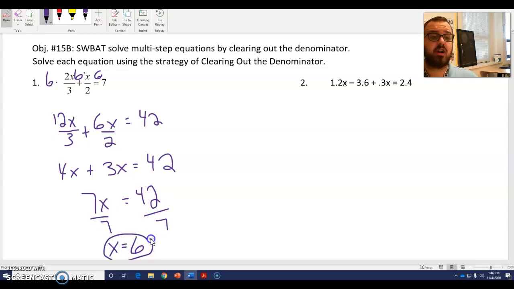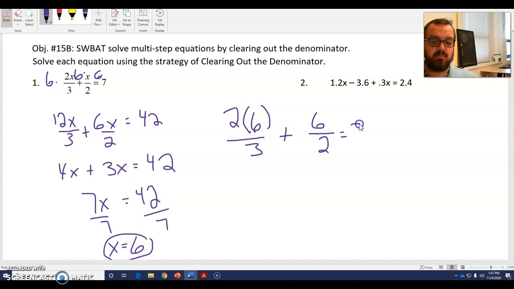Once again, please make sure in every single equation that you solve, you should be doing a check step. Go ahead and put that check step in there. So in this case, we'll plug it back into the original. So, 2 times 6 divided by 3 plus 6 divided by 2. That needs to equal 7. This is going to be 12 divided by 3, so that's 4. This is 6 divided by 2, that's 3. And we know that, in fact, that is going to equal 7. And so we did it correctly. Hooray for us. So, clearing out the denominators: multiply by the common denominator, and everything's going to disappear.